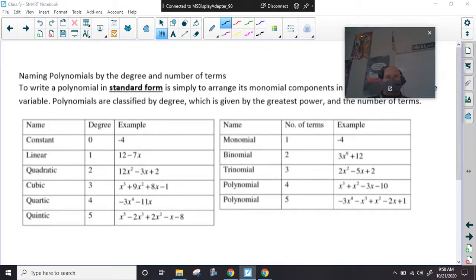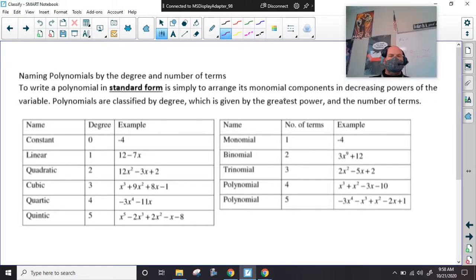Now, standard form of a polynomial says decreasing in powers. That means it goes from the biggest to the smallest. So if you had x to the 6th, x to the 5th, x squared plus, I don't know, 1, that's standard form. Y'all have seen it before. This is a good review since nobody had more than 2 months of a semester in the spring.